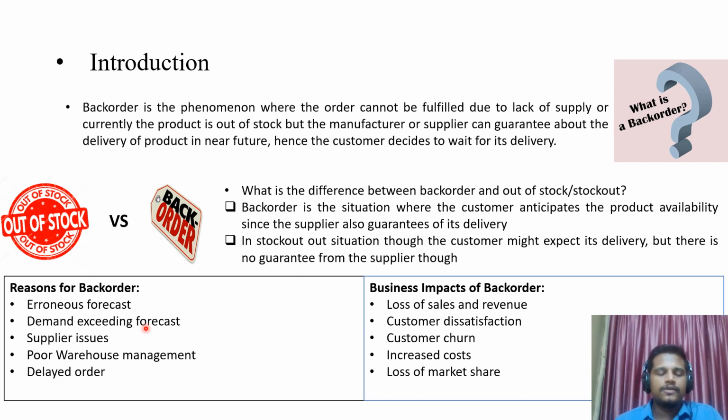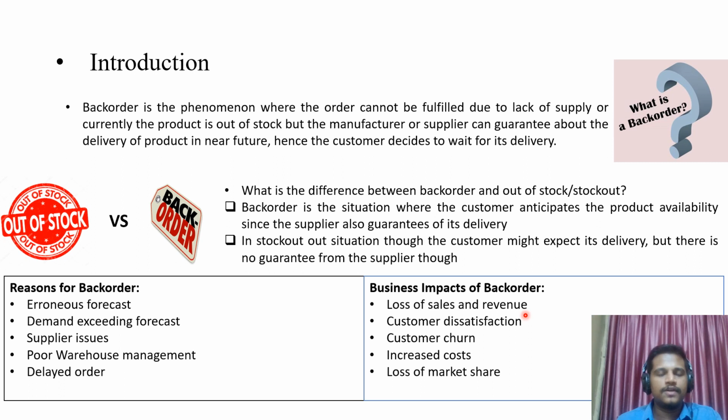Now, after viewing the reasons for back order, let's see the business impacts of back order. One of the major business impacts is loss of sales and revenue. It's a direct impact on sales and revenue. The customer expects the product to be on the shelf, visits the store, and at that moment doesn't see the product, so he or she delays the decision to buy that product. That's a hit on the sales and also on the revenue.